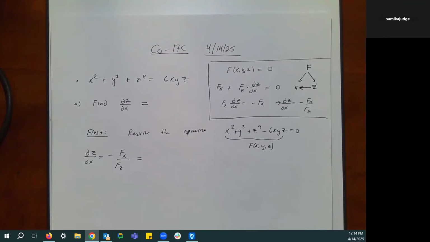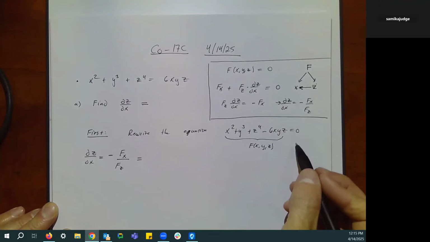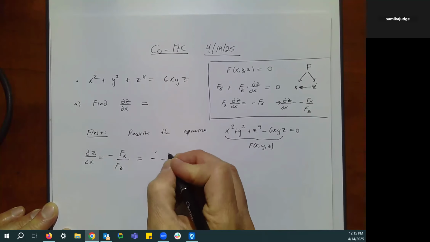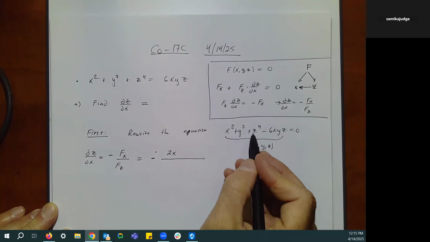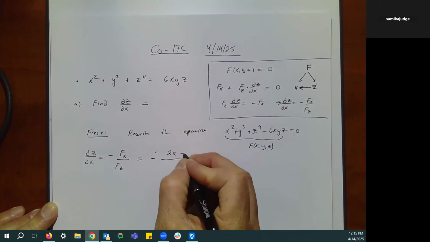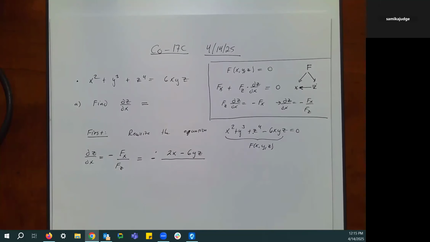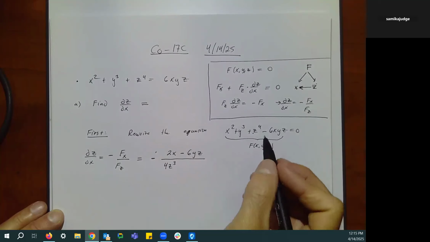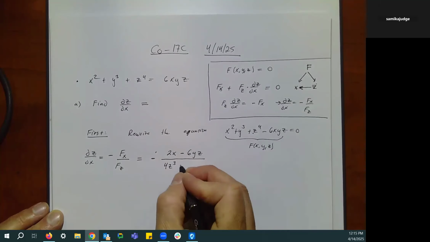Then we do it. So let's see. If I look at this whole equation, now I'm just taking partial derivatives, since f depends on x, y, and z. So the partial with respect to x is going to be, with the negative sign out in front first, 2x plus 0, and then the derivative of 6xyz is going to be 6yz, but it's negative, so negative 6yz. Divided by the partial with respect to z: derivative of x squared is 0, derivative of y cubed is 0, derivative of z to the fourth is 4z cubed, and then the derivative of negative 6xyz is going to be negative 6xy.